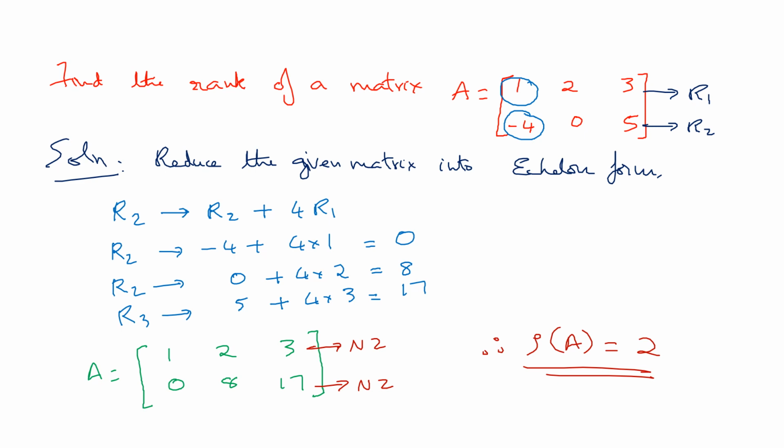I hope this is clear. So like this, for any given matrix, your target is to reduce it to the echelon form. Once it is reduced to echelon form, don't go for further reduction. Not needed.